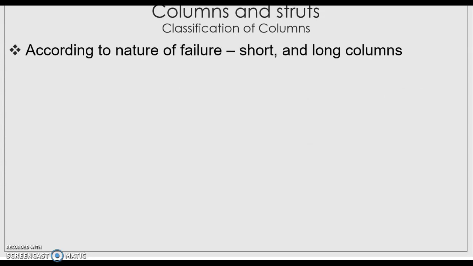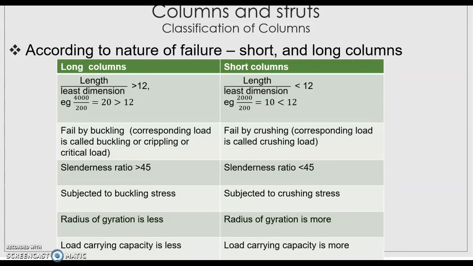Classification of columns. According to the nature of failure, there are short columns and long columns. The difference between a long column and a short column: if the length divided by the least lateral dimension is greater than 12, it is a long column, and if it is less than 12, it is a short column.